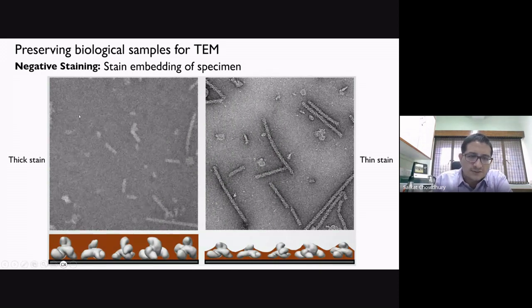So here is typically how a negative stained specimen would look. There could be regions which are really thickly stained. At the bottom, there is a diagrammatic representation, or a cartoon, to show this. In brown, you have the stain, and these grayish regions are your molecules sitting on a carbon film. And then you have the entire thing embedded over there.